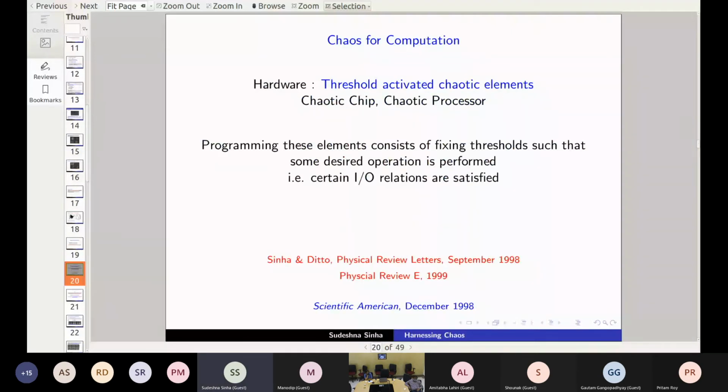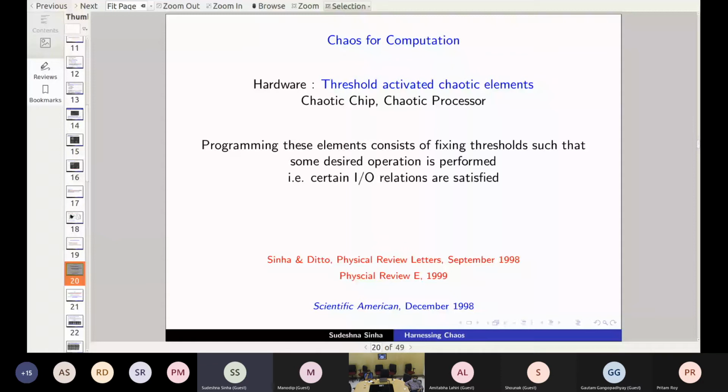So here is what we have: chaos for computation. So hardware is these threshold activated chaotic elements, which we can think of as a chaotic chip or a chaotic processor. And what is the programming of that? Is to fix the thresholds such that whatever logic operation we want is performed with 100% satisfaction. Okay, and what is a logic operation? It is a function which relates certain inputs to an output. So that correspondence has to come out of this system.